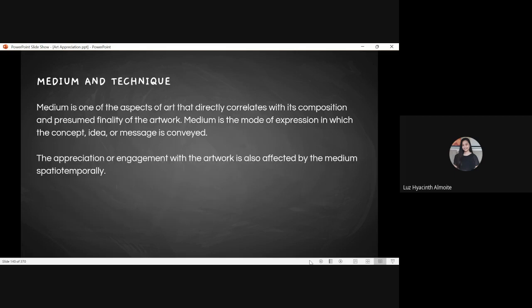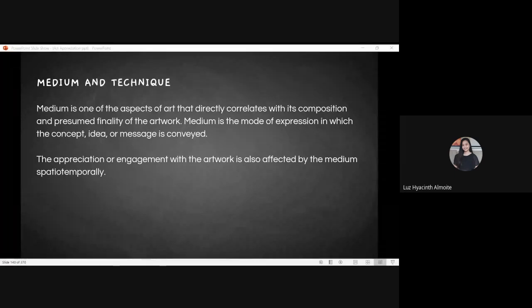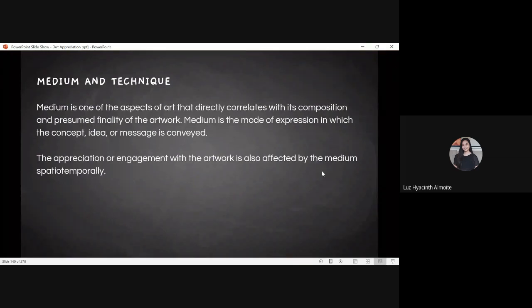So, what is the medium and technique? Like what was previously mentioned, medium is one of the aspects of art that directly correlates with its composition and presumed finality of the artwork. It is the mode of expression in which the concept, idea, or message is conveyed. It may be concrete or tangible, for example, yung mga paintings natin, sculptures, also the monuments and structures. Or it may be ephemeral or something transient, such as a track, yung mga nare-record na music, a film, or even a performance.